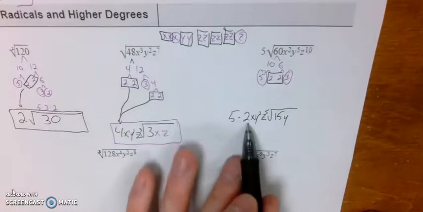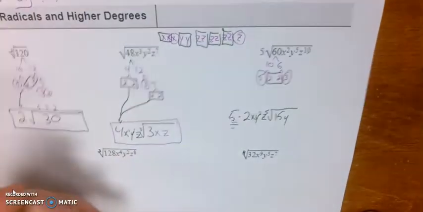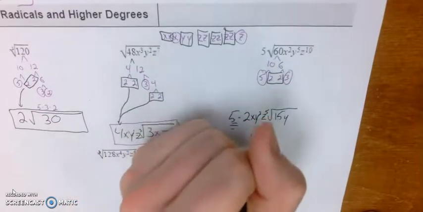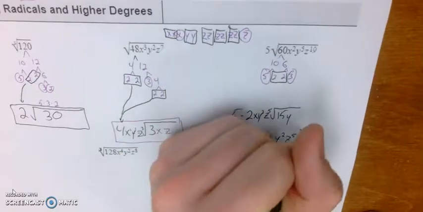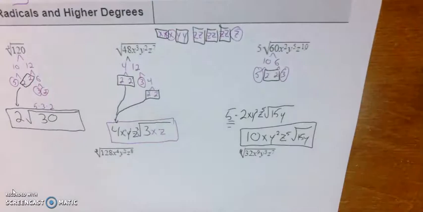So at this point, the only thing I have to do is take into account this 5 that we started with. So 5 times 2, all of this is 10 x y squared z to the 5th, radical 15y. And that is my final answer.